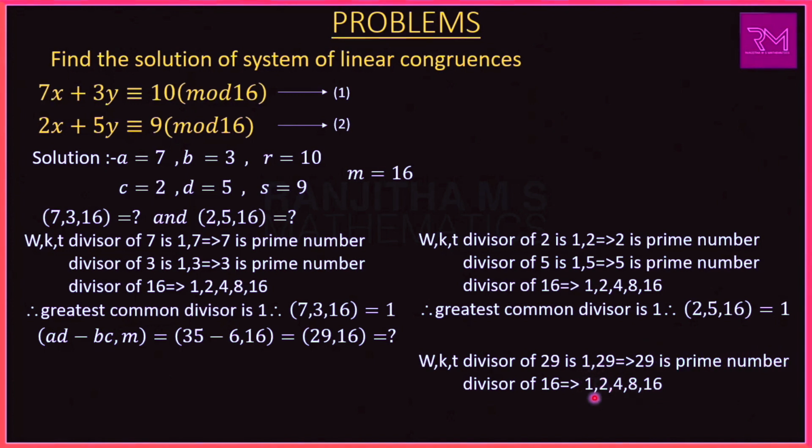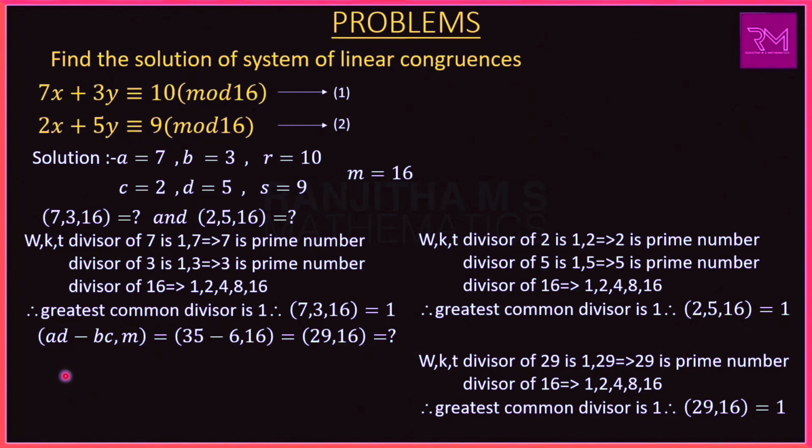Among these two, the greatest common divisor: first, we have to find the common divisor. Here, 1 is a common divisor of both. Therefore, we can conclude that the greatest common divisor of 29 and 16 is equal to 1. Therefore, we have shown that the GCD of AD minus BC, comma M is also equal to 1.